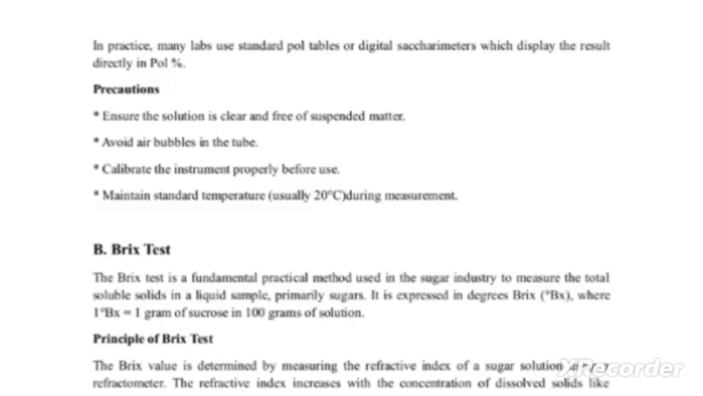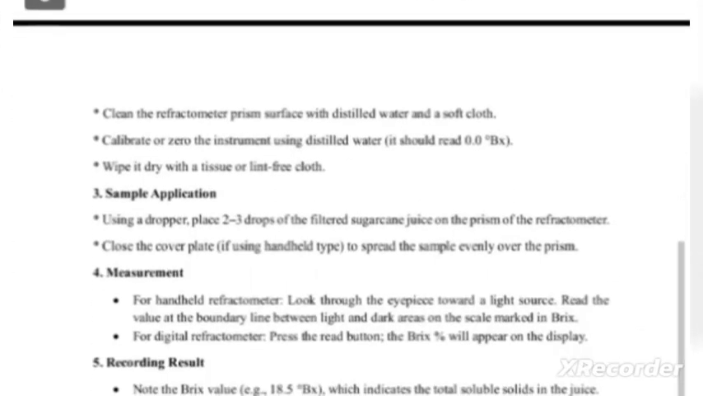Second, prepare the refractometer. Clean the refractometer prism surface with distilled water and a soft cloth. Calibrate or zero the instrument using distilled water. Wipe it and dry with a tissue or lint-free cloth. Sample application. Using a dropper, place 2 to 3 drops of the filtered sugarcane juice on the prism of the refractometer. Close the cover plate to spread the sample evenly over the prism.